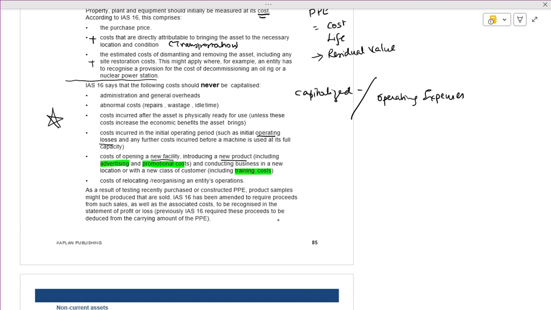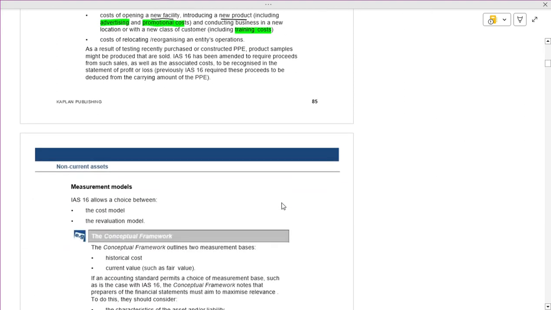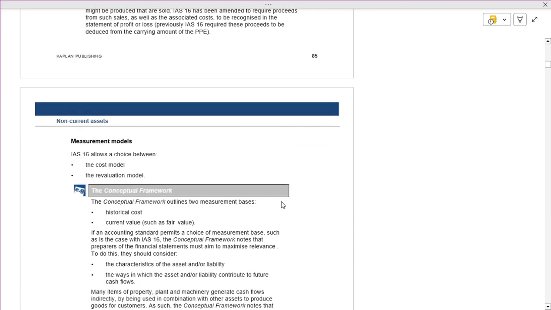Wherever I put a star mark, it's a point we have to understand. As a result, we are talking about the purchase of constructed PPE; products, samples might be produced that are sold. And these are the things that should be taken into consideration. What are the measurement models? See, this is where we are going to be tested. Very simple, very easy. Okay, understand the things. It's not at all complicated.